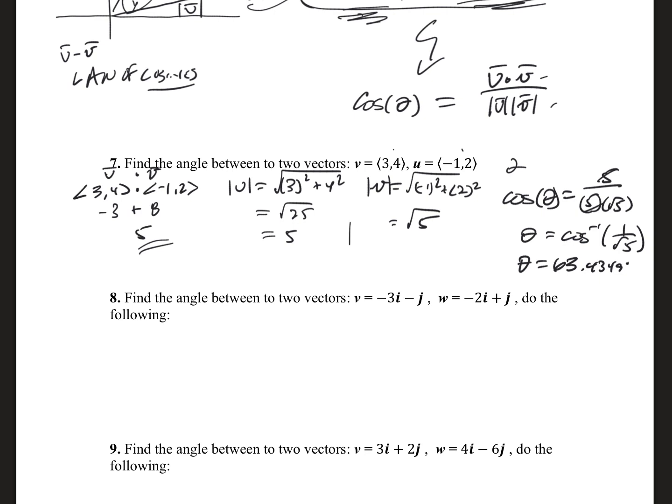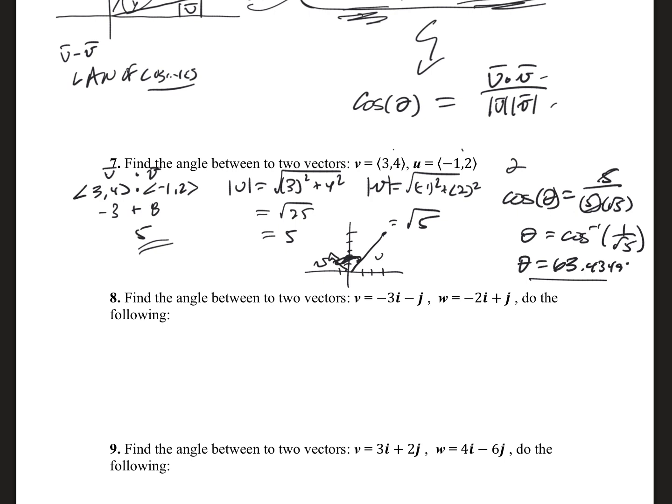So if I was to line these guys up, so -1, 2, here's the angle V, and then 1, 2, 3, 1, 2, 3, 4, there's the angle U. That angle right there is 63.4349 degrees. So that's basically the application. Like I said, I just kind of want to use it.